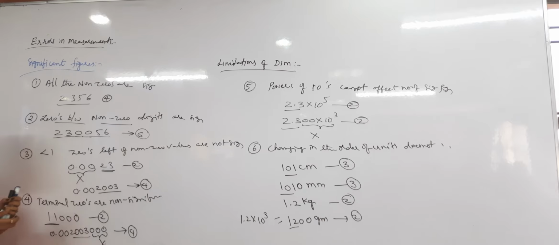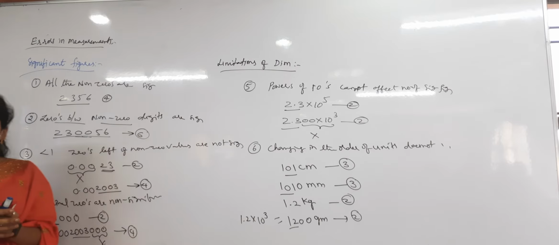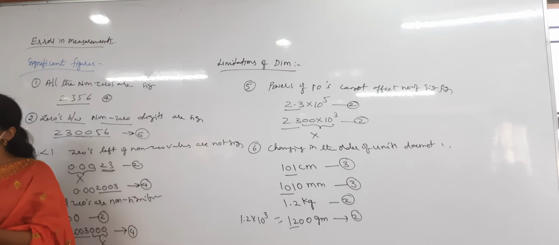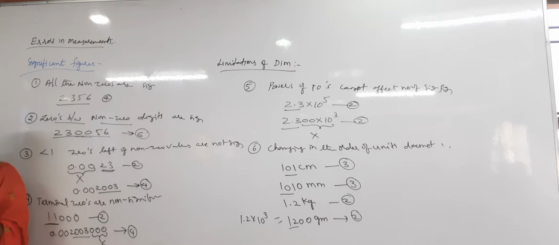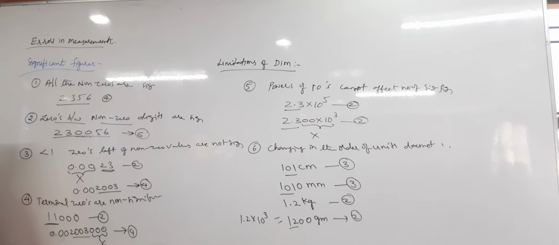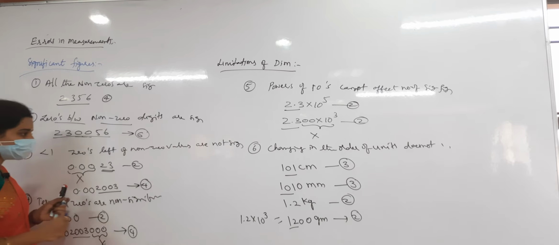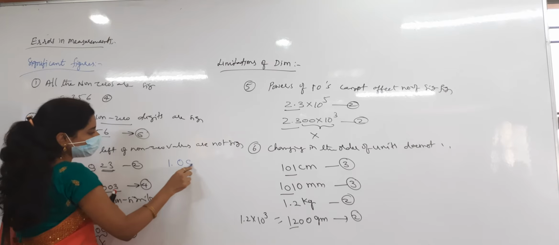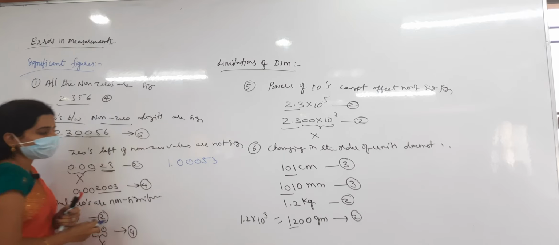Next, whenever the value is a decimal and less than 1, at that time the zeros in front of the non-zero values are all non-significant only. So zeros in front of the non-zero value are 2 here. In front of that, how many zeros are there? 3. However many there might be, all are non-significant. For example, if I say a value like this, how many significant figures are there?